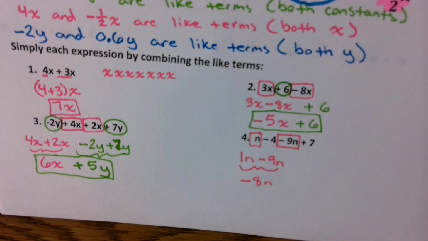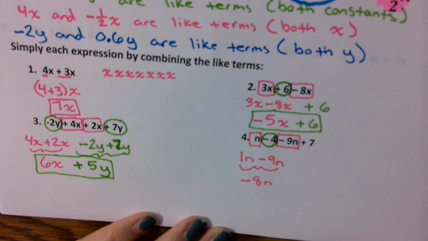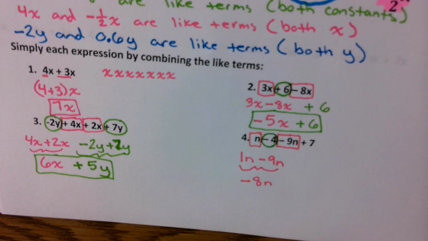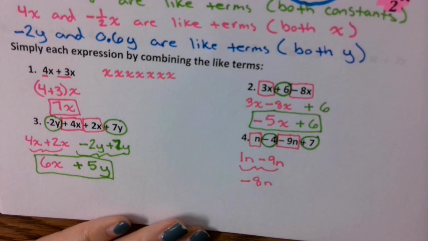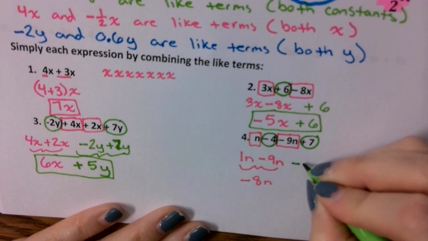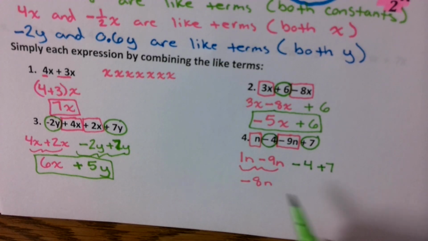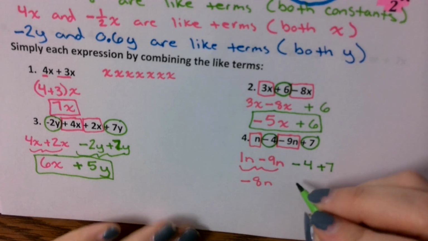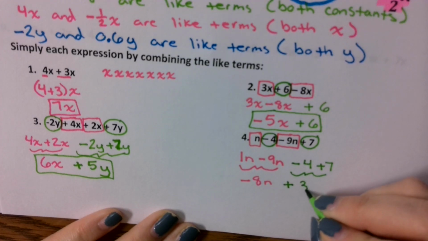Negative 8n. Okay, so then we look at our negative 4. Negative 4 has a like term, right? Because it doesn't have any variables whatsoever. So it's a like term with positive 7. Negative 4 and positive 7 are considered to be like terms. So we can do negative 4 plus 7. In your calculators, you could type in negative 4 plus 7, and we would get a positive 3. So I have to put the positive sign and the 3.